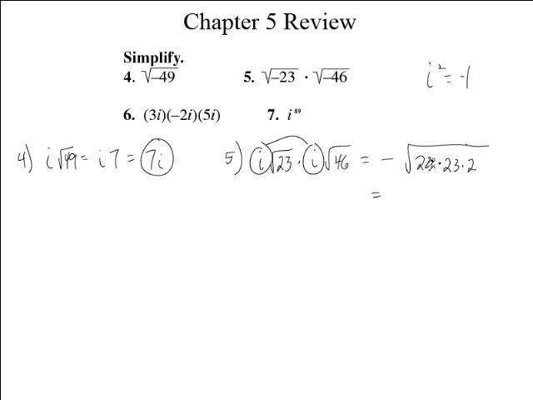And now if you look at this, the square root of 23 times the square root of 23 is just 23. You still have this minus on the outside, so it's just a plain old 23, not the square root now, because 23 times 23 is 23 squared. When you take the square root of 23 squared, you just get 23. But you still have this left inside of there, and you can't do anything else with that, so you just leave it, the square root of 2.